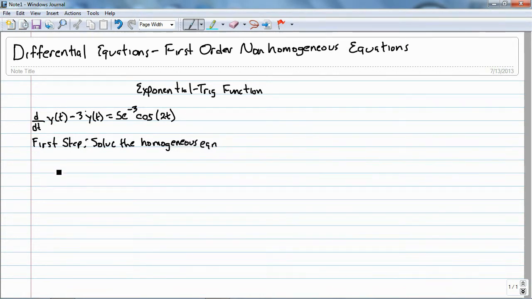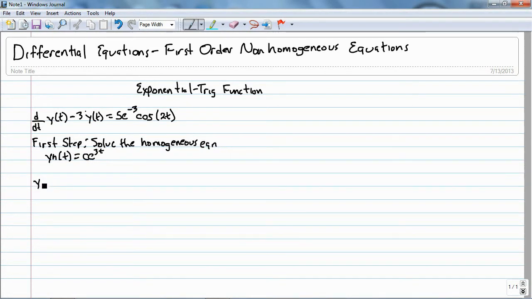And as I mentioned before, if you haven't seen the video on the first order homogeneous, you need to look at that. So our homogeneous solution we had is equal to C e to the 3t. Now we need to solve our non-homogeneous.